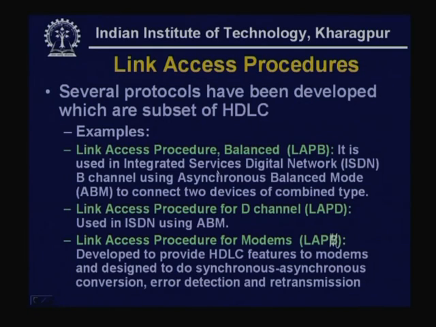LAPB works in ISDN and uses asynchronous balanced mode of transmission to connect devices in a combined type. Link access protocol D is used in ISDN using ABM, that is asynchronous balanced mode. That means in both the cases, as we find, it is used for point-to-point links.